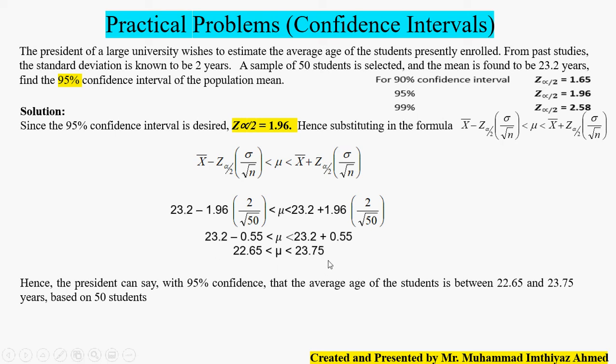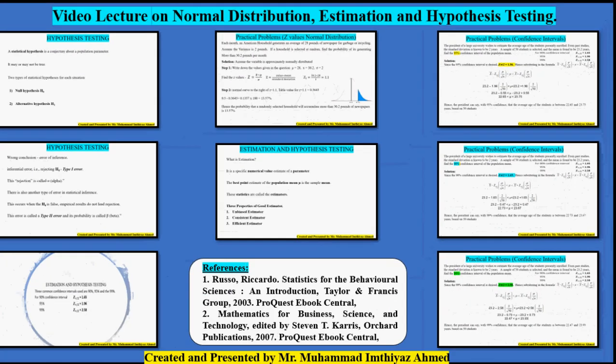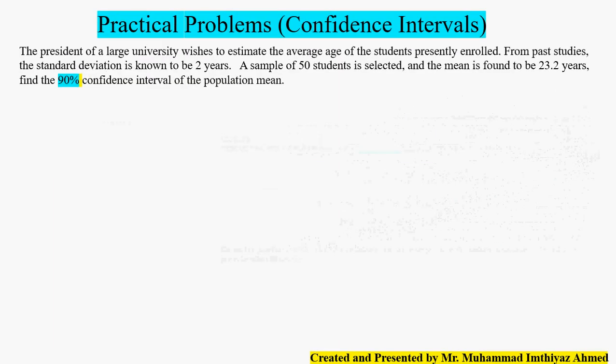So this is the final answer after using the formula. What we derive, we need to mention and write as comments. So this is the problem with regard to 95% confidence interval of the population mean. So let us solve the same problem with 90% confidence interval of the population mean.